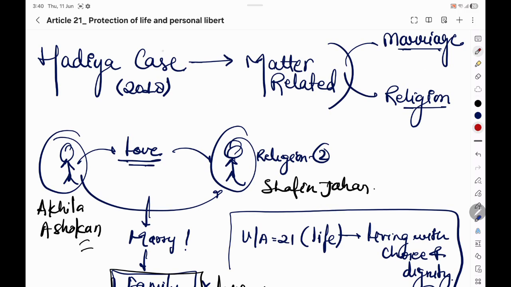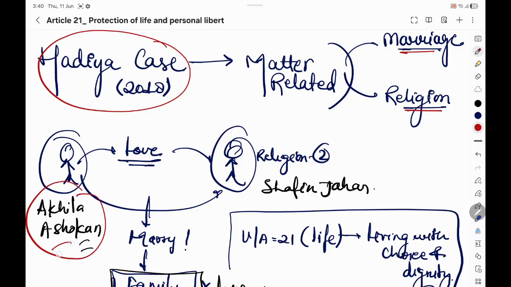So let's see another case, that is what? The Hadiya case. So it was a matter related to marriage and religion. So basically there was one woman, that is Akhila Asokan. She is basically a Hindu woman from Kerala, and she converted to Islam and adopted the name of what? Hadiya. Okay, basically she fell in love with a Muslim guy, Shafin Jahan, and she later married Shafin Jahan, a Muslim man. But Hadiya's father, that is Asokan, was against her decision.